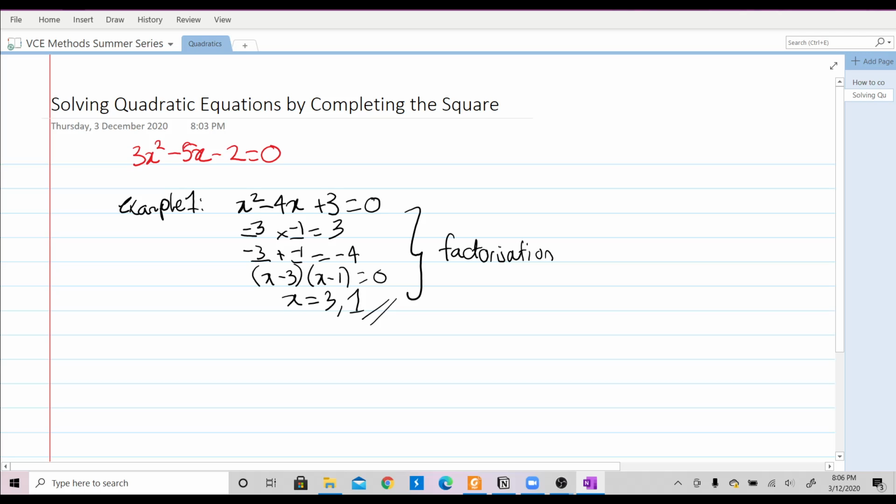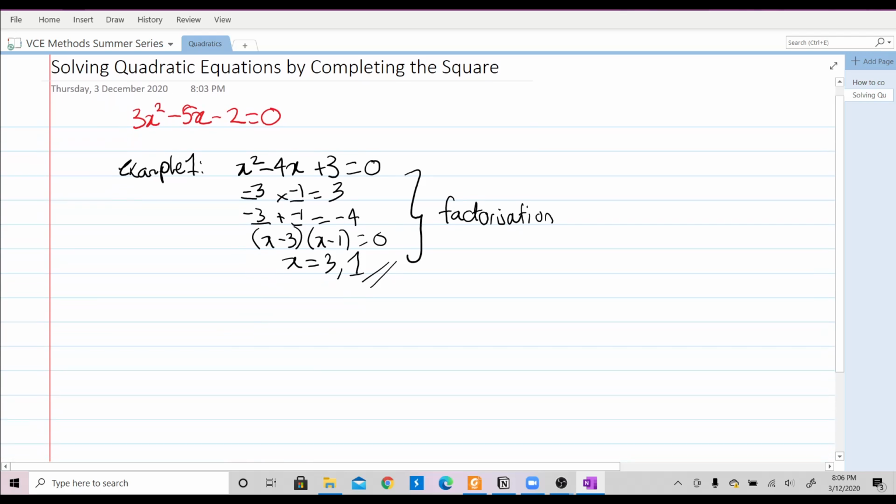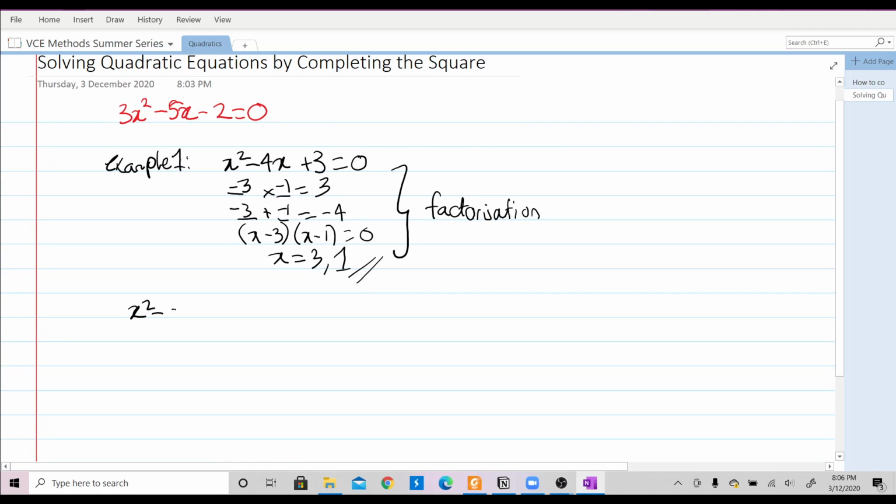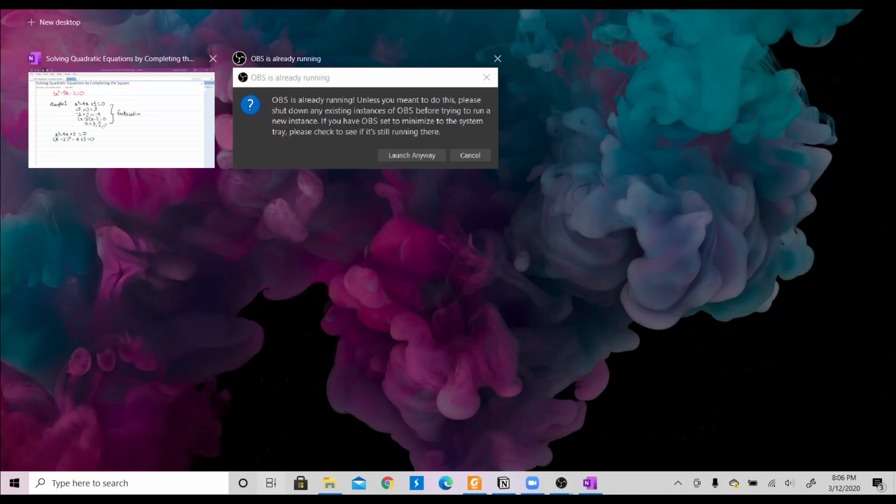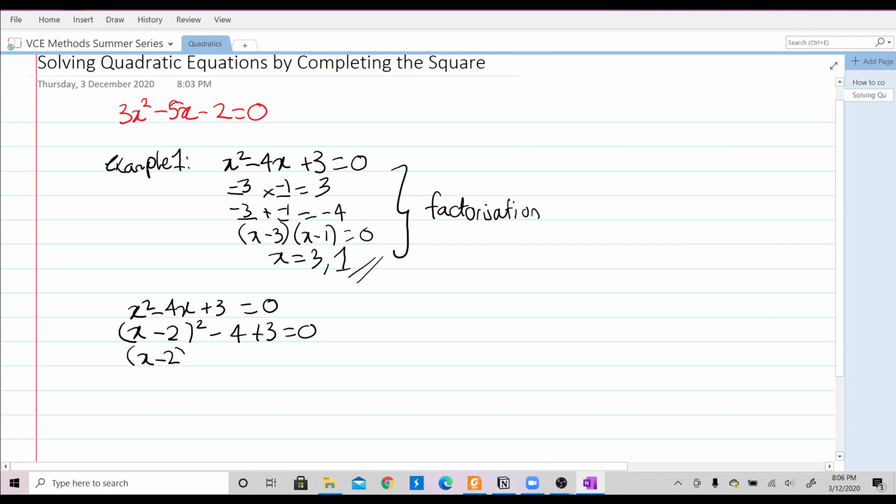But how would we do this using completing the square? So the first thing we're going to do is complete the square on this. To do that, we're going to halve the negative 4, so it becomes minus 2. Square it, so it becomes 4. Subtract that, and then drop that plus 3 down. So then we have (x minus 2) squared minus 1 equals 0.